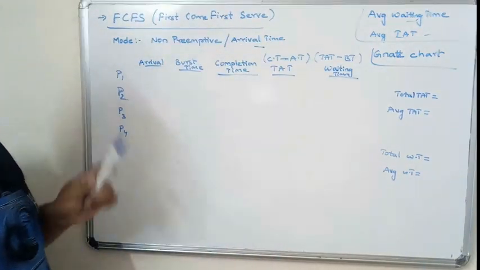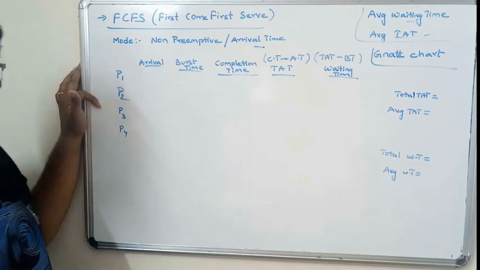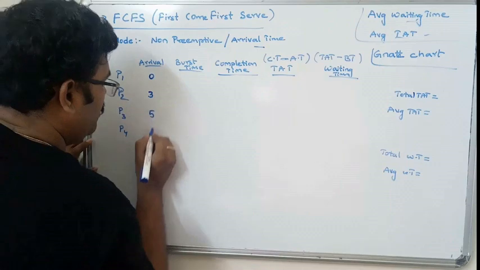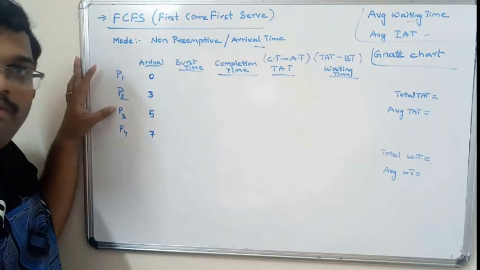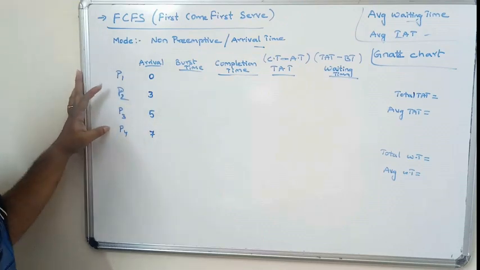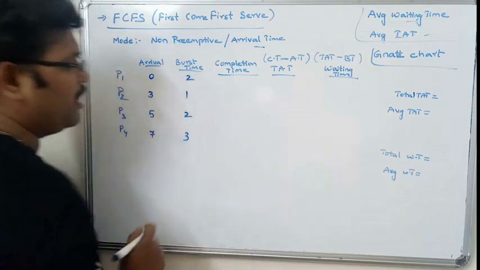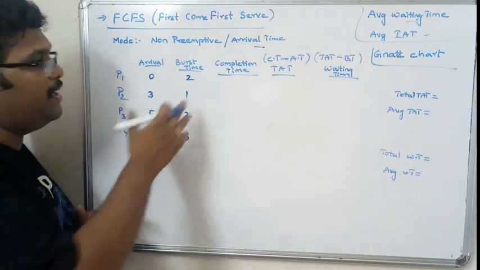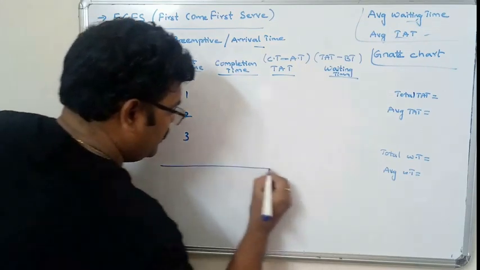Again, consider the four processes P1, P2, P3 and P4. So arrival time is 0, 3, 5 and 7. Now the execution time required by each process is 2, 1, 2, 3. Now prepare the Gantt chart.